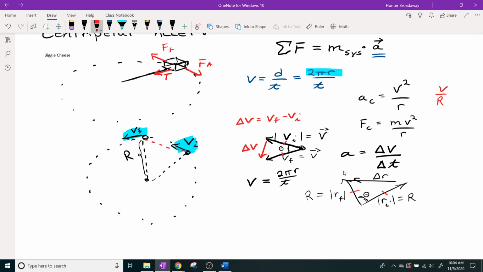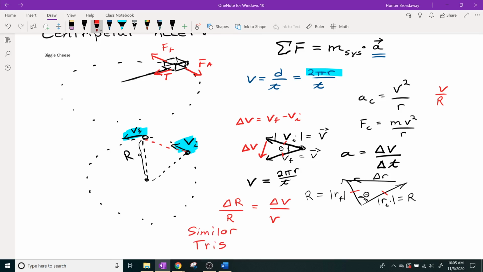We can use that to our advantage just by setting up a proportion. And we can say that, let's see, delta r over r, and that would be like this side of the triangle divided by the radius. Let me go ahead and use capital R because I already did it over here. So delta r over R is equal to delta v over v. Okay, so here's delta v over v equals delta r over R. So right here, this is really just coming from similar triangles.